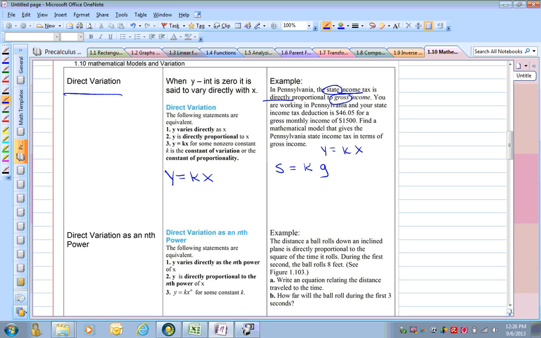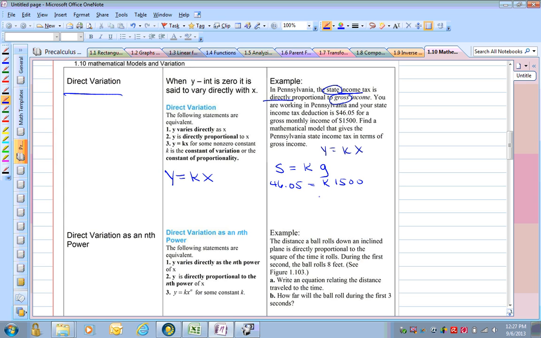You're working in Pennsylvania and your state income tax deduction is $46.05 for a gross monthly income of $1,500. Find a mathematical model that gives the Pennsylvania state income tax in terms of gross income. Well, we already have that written out, state in terms of gross. Let's figure out what we're missing. We know that the actual deduction, our state income tax deduction, is $46.05. What we don't know is what percent that deduction is of our gross, and our gross salary is $1,500.